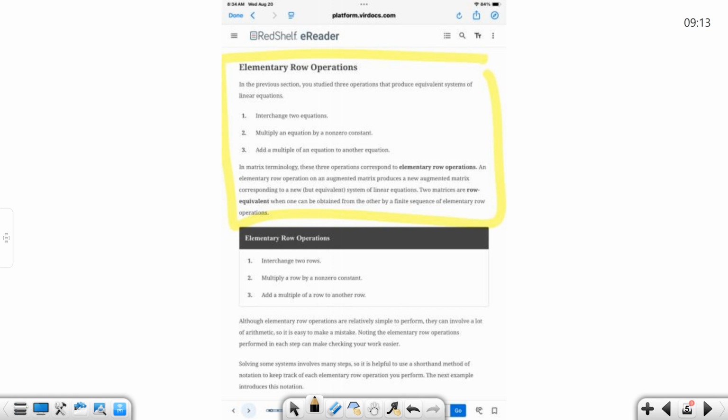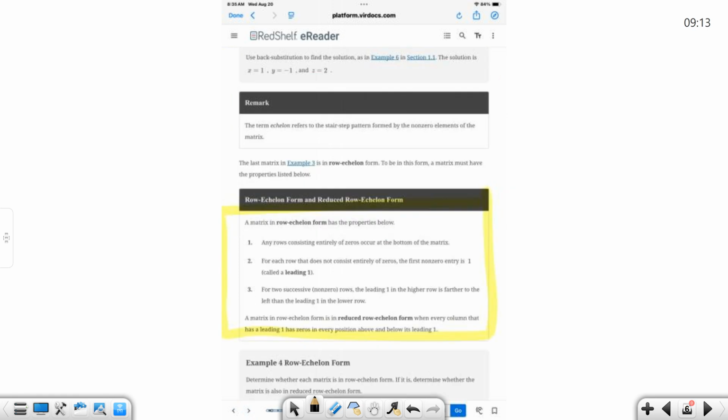Now, when we work these matrices down, we're trying to put them in this form called row echelon form. And row echelon form has these properties that you see on the screen. First of all, if it has a solid row of zeros, it has to be at the bottom. For every row that doesn't have a solid row of zeros, the first digit has to be 1. For two rows that are in order, successive, the leading one has to be further to the left.